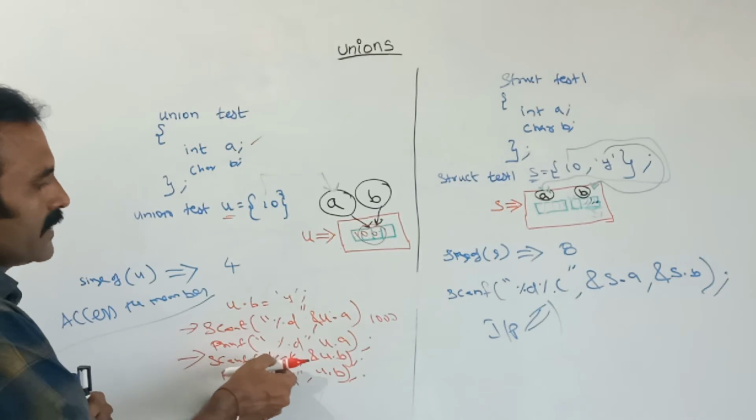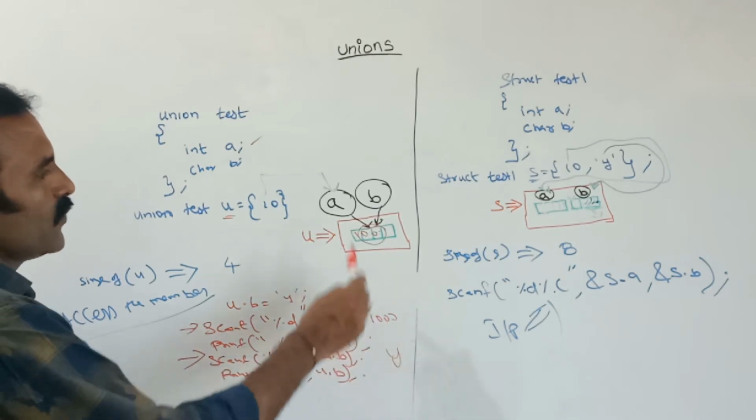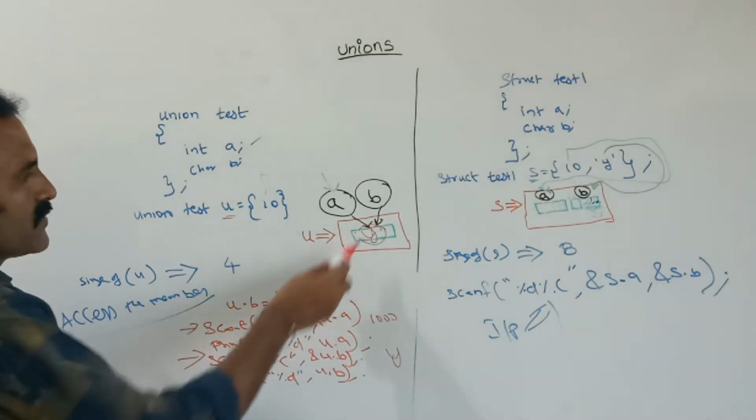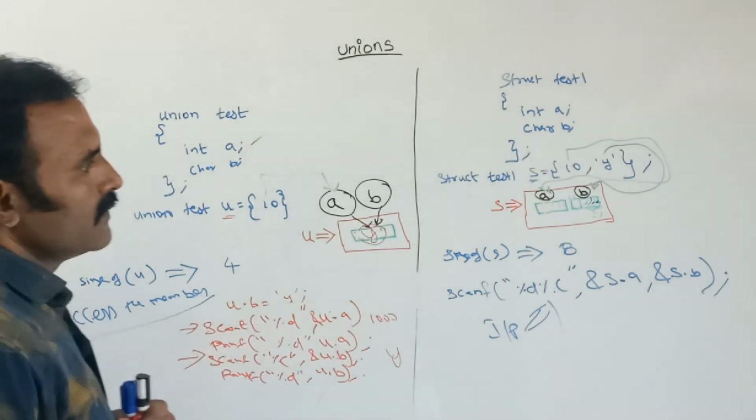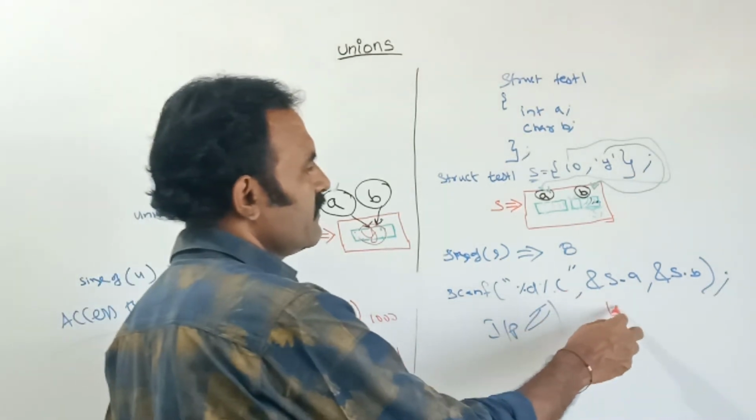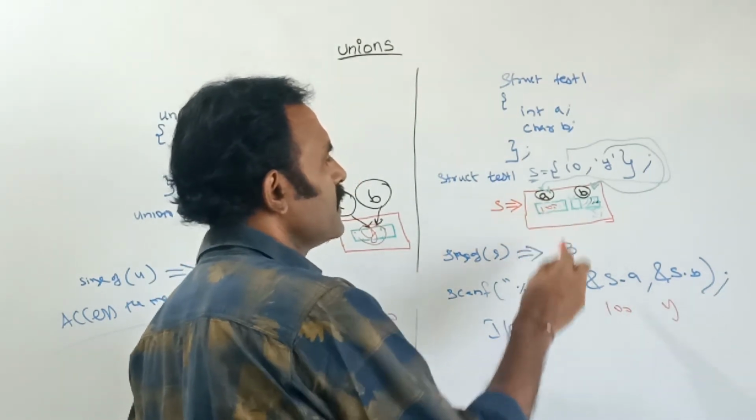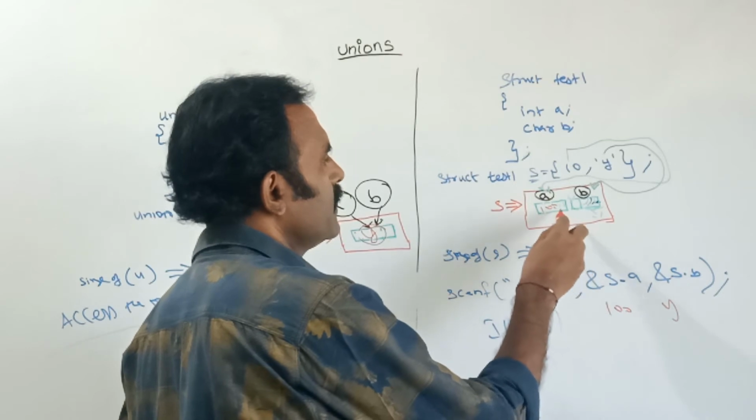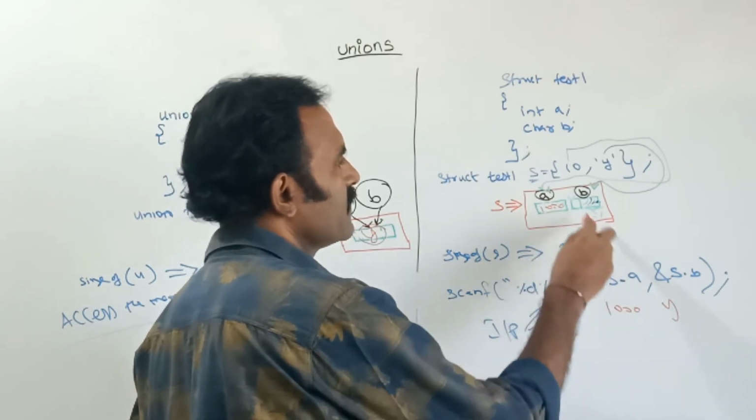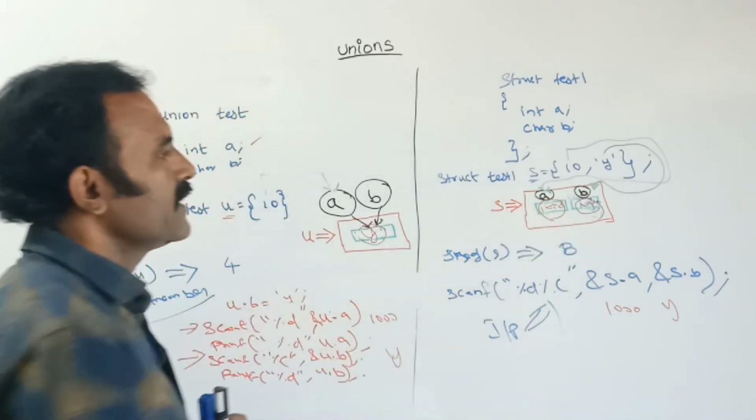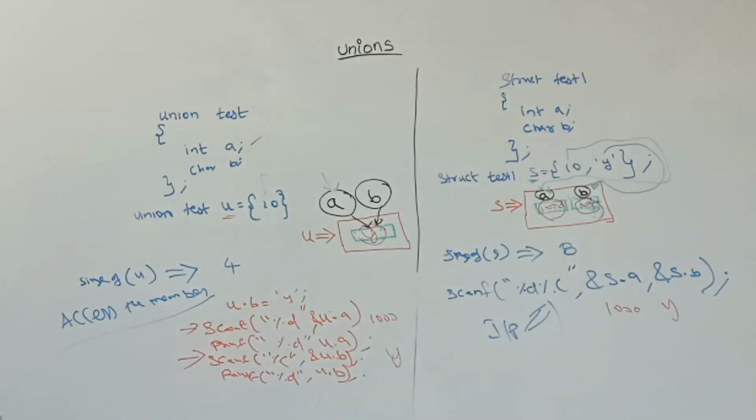Next, again I am getting input for the value. Suppose you give y, this will be y. After that this y will be printed. Here suppose you give 1000 and y, since in a structure it is separate memory, each and every member will store the corresponding value separately. See, now let us see the simple example.